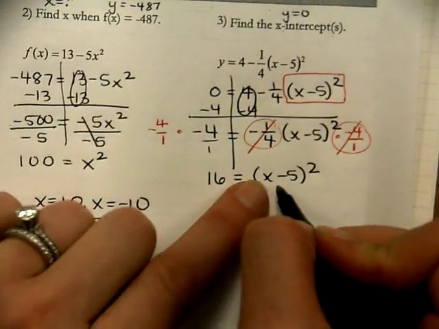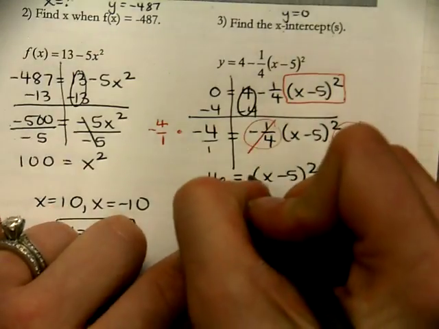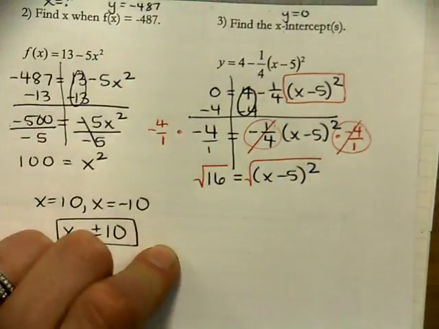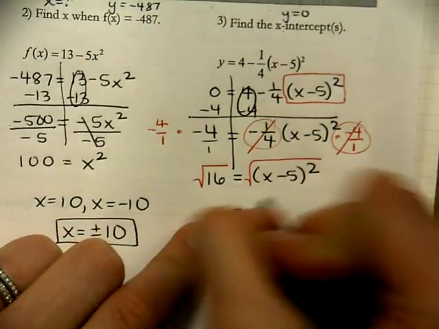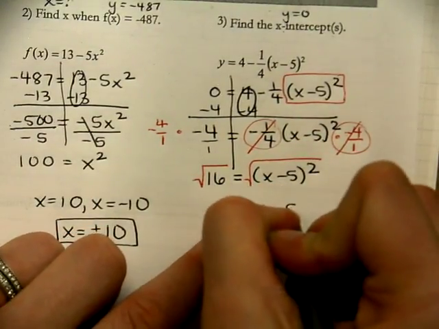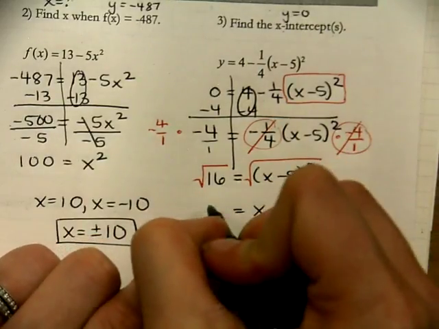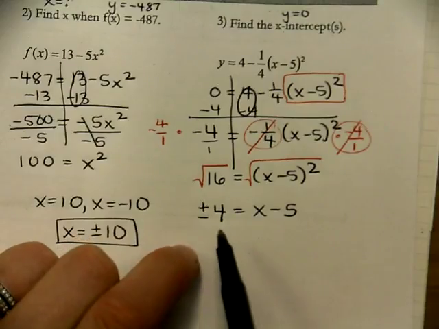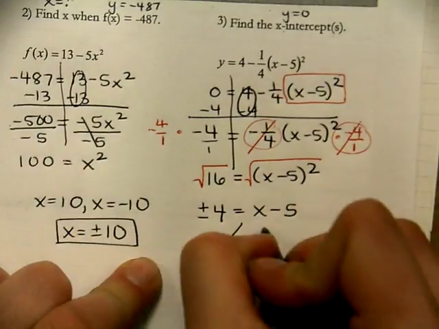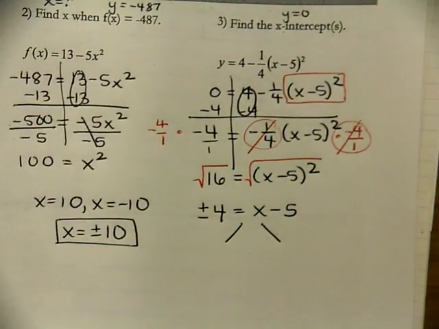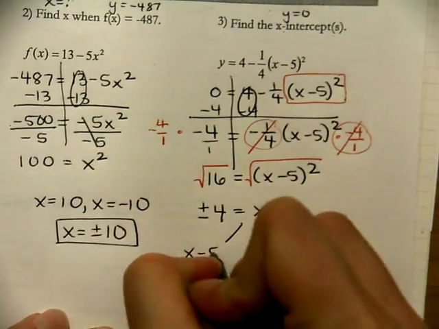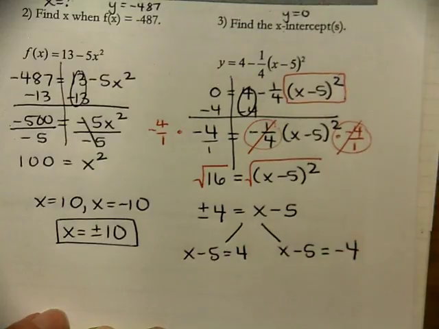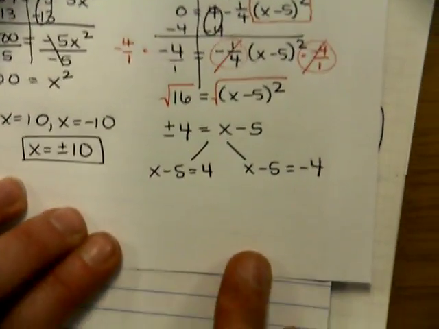So in order to get closer to the x, I need to continue to do inverse operations. So I'm going to square root both sides. That gets rid of the squaring over here, so I'm left with x minus 5. On this side, I have plus or minus 4, because 4 squared is 16 and -4 squared is 16. So again, this becomes kind of like our absolute value equations, where x minus 5 is either equal to 4 or x minus 5 is equal to -4. Those are the two options.